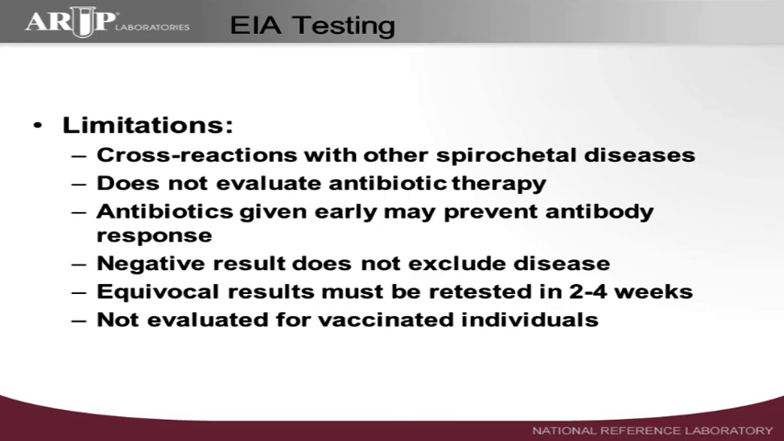Equivocal results must be retested in 2 to 4 weeks and not evaluated for vaccinated individuals. Now, why would we say equivocal results retest in 2 to 4 weeks? What do you think an equivocal result would be? May or may not be positive. It means retest, basically. Very good. The lower end of the reference, exactly. There's usually a gray zone where we can't say it's negative and we can't say it's positive. But if you retest in 2 weeks, the theory is that you would have time for that antibody to rise, and then you would catch it the next time around.